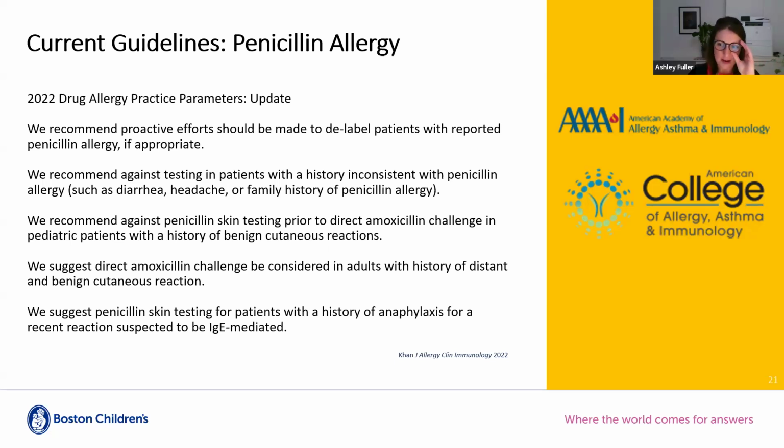The document itself is massive, but I've called out here 5 of the specific recommendations which are relevant. So in 2022, the expert groups recommended proactive efforts to delabel patients with a reported penicillin allergy when appropriate. They recommended against testing patients with a history that's not consistent with penicillin allergy, so symptoms limited to diarrhea, headache, or a family history of penicillin allergy. They recommended against penicillin testing prior to a direct challenge in pediatric patients with a history of a mild skin-limited reaction, suggested direct challenges be considered in adults with a history of a distant and generally benign skin-limited reaction, and then suggested penicillin skin testing for patients with a history even of anaphylaxis or for a recent suspected IgE-mediated reaction.